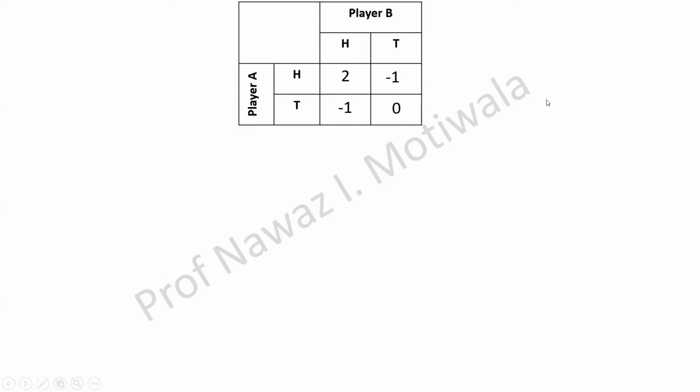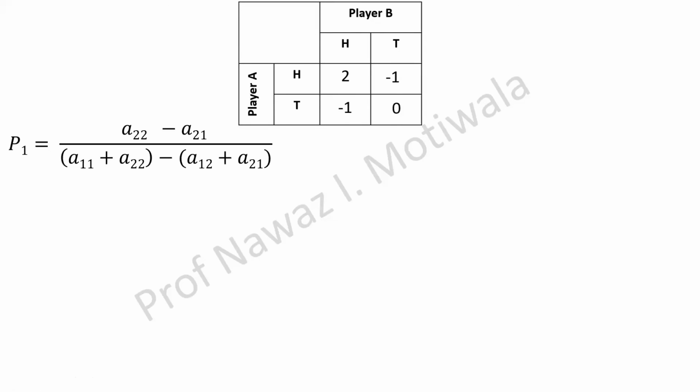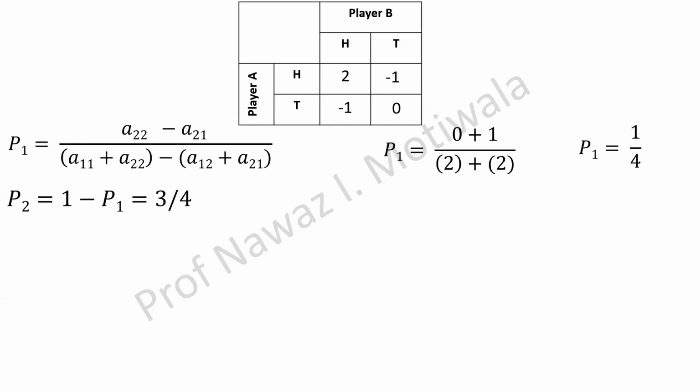So just to give you the answer. The P1 formula is already written. I am writing the formula again and again so that when you read it, you can remember. So A22 minus A21 divided by the determinant. In place of multiplication, it will be addition. Just substituting the values, I will get the answer for P1 as 1 by 4. So if P1 is 1 by 4, P2 will be 1 minus 1 by 4, that is 3 by 4.